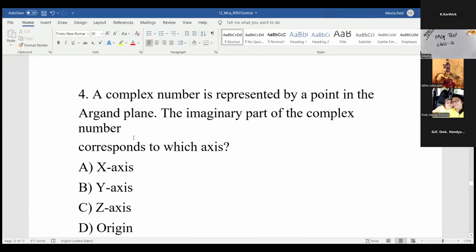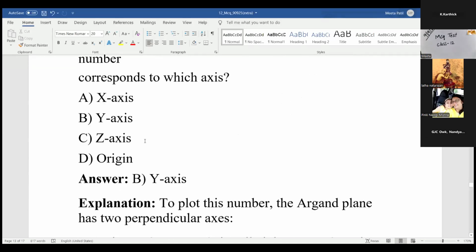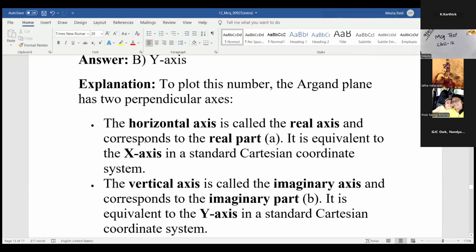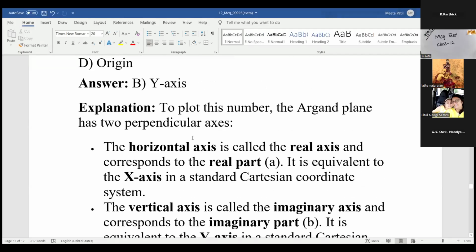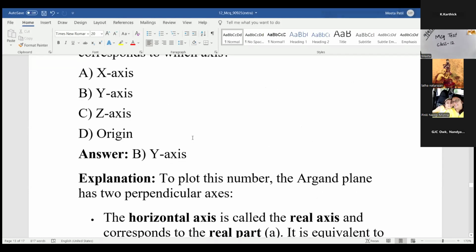For the next one, the fourth question, a complex number is represented by a point in the Argand plane. The imaginary part of the complex number corresponds to which axis? We know the x-axis is the horizontal axis, and it represents the real part, and the b means the imaginary part. So that's why our answer will be option B, y-axis.